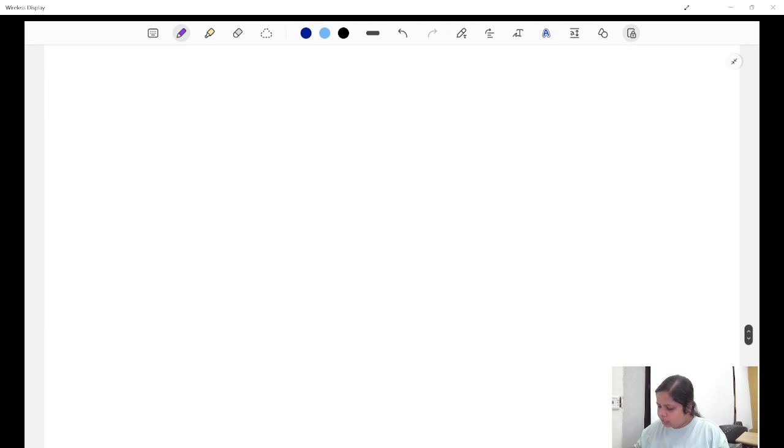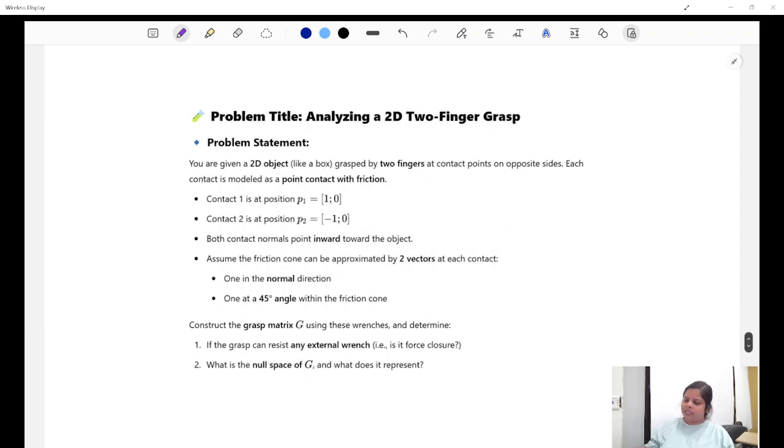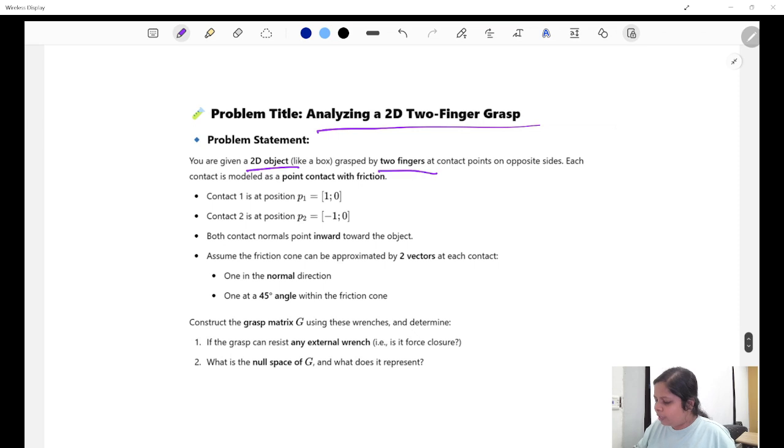Okay, now let's move to the next question. So this is basically a MATLAB problem. The title of the problem is that we want to analyze a 2D two-finger grasp. The problem statement is, you're given a 2D object, let's say a box, grasped by two fingers at contact points on the opposite sides. Each contact is modeled as a point contact with friction.